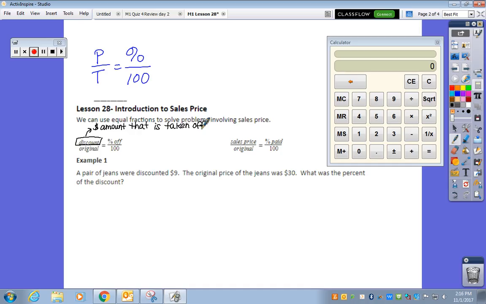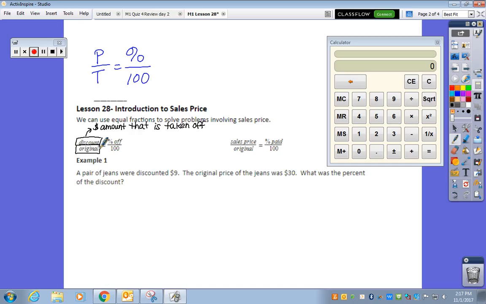Okay, so that's the dollar amount that is taken off whenever you see something that says 20%. This is the dollar amount. The discount is the dollar amount taken off. The original price is how much it costs originally before there's any sales on the item. So this is what the total cost would be. We just call it original. So total and original kind of are the same thing.